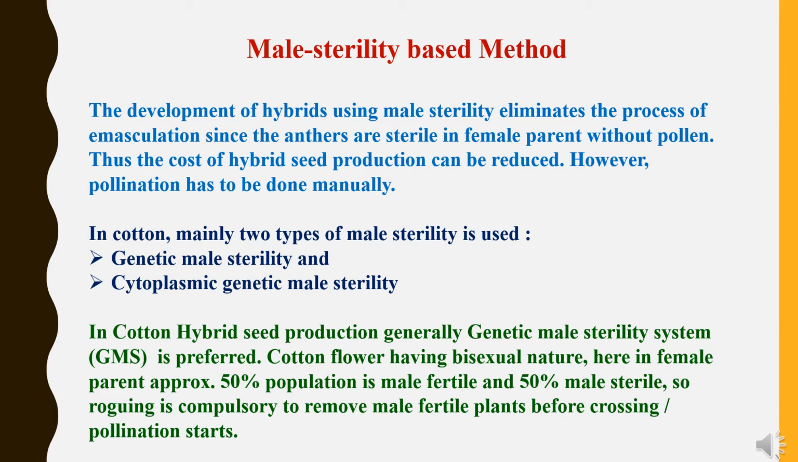The cotton flower has a bisexual nature, meaning the same flower contains the male portion, the anthers, and also the female organ, the stigma. Here in the female parent, in the GMS method, the population has 50% male fertile plants and 50% male sterile plants. So roguing is compulsory to remove male fertile plants before crossing or pollination starts.